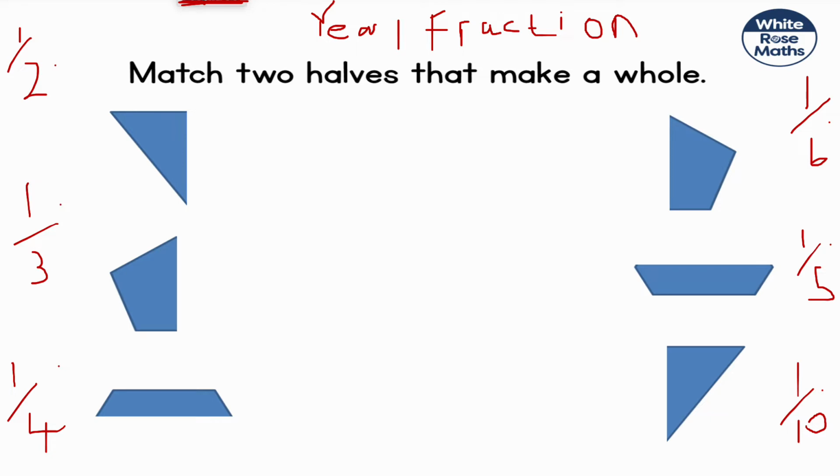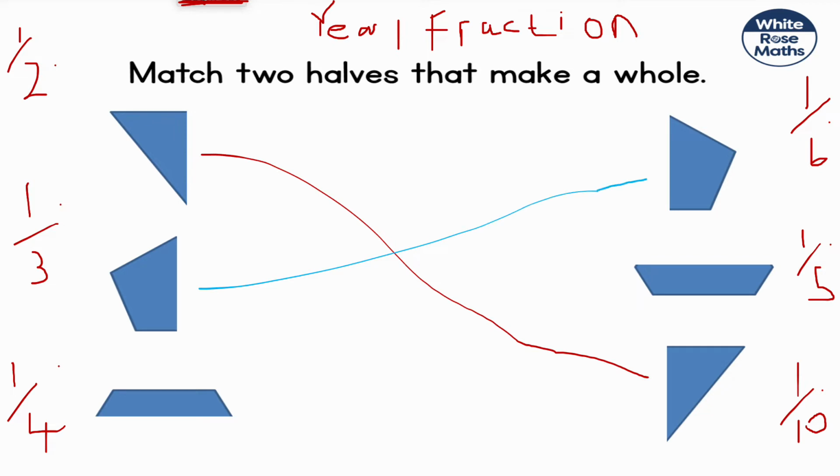This is the first question. Match two halves that make a whole. Well, this and this match together to give me a whole. It gives me a square when I put it together. This and this match together to give me a pentagon, or a five-sided shape. And this and this together become a shape.